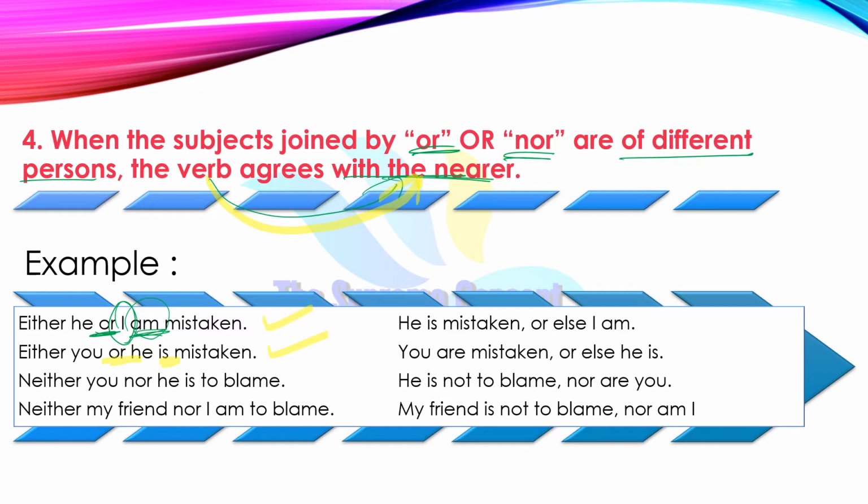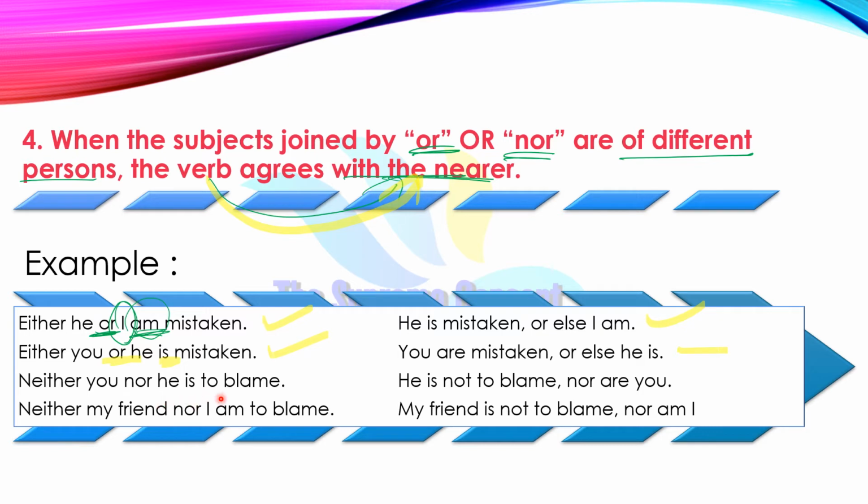Also, we can represent these two sentences like this. Either he or I am mistaken. Without saying that, we can say he is mistaken or else I am. This is modern English, we can say. Either you or he is mistaken. We can represent it by this: you are mistaken or else he is. Let us jump to our next example.